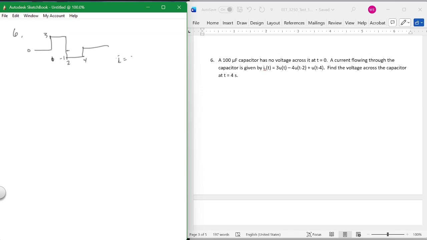I equals C dV over dt. V, take the integral of I, V is equal to 1 over C integral I dt. Okay, so the integral here is what's under the curve. So that's the summation of the area under the curve. So at 2, integral of I dt, from 0 to 2, it's equal to 3 times 2, the area under the curve, divided by C. So it's 100 times 10 to the minus 6th.